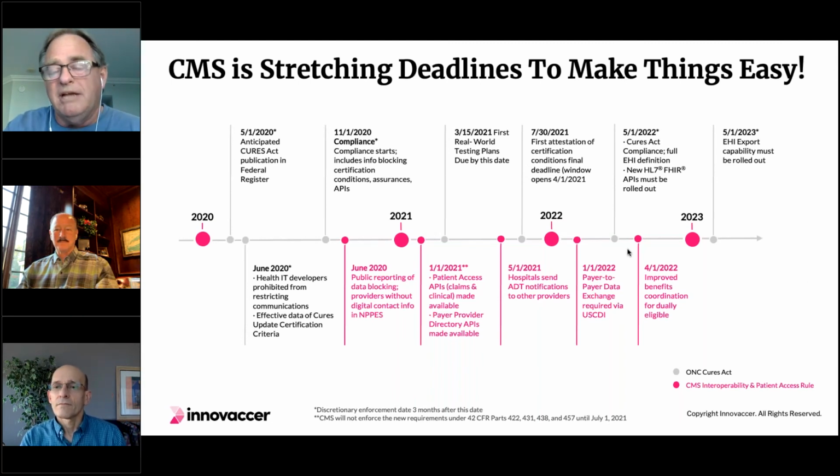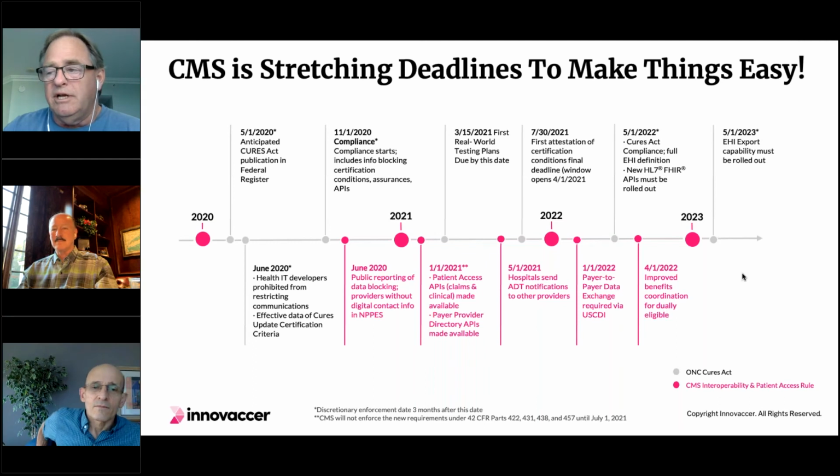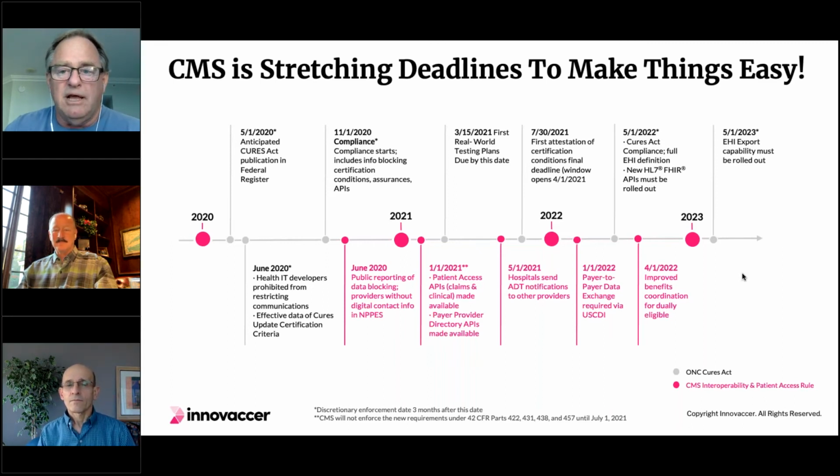The big one, the patient access for those APIs, the official date is January 1st, 2021, with enforcement starting in July of 2021. And then the other very important one is the payer-to-payer data exchange. That starts in January of 2022. And if you can imagine, now every person that has healthcare insurance in America is going to have the ability to collect all that information, with these payers sharing that information.